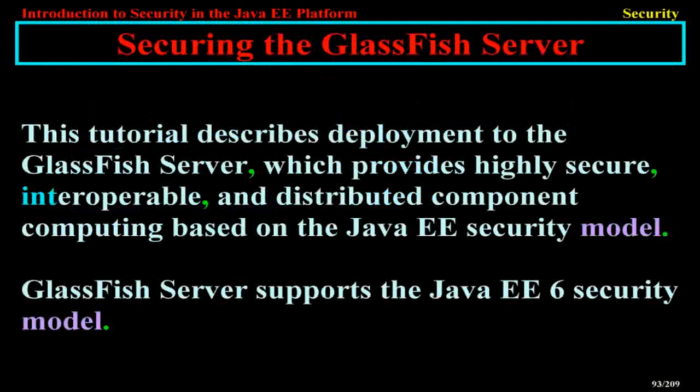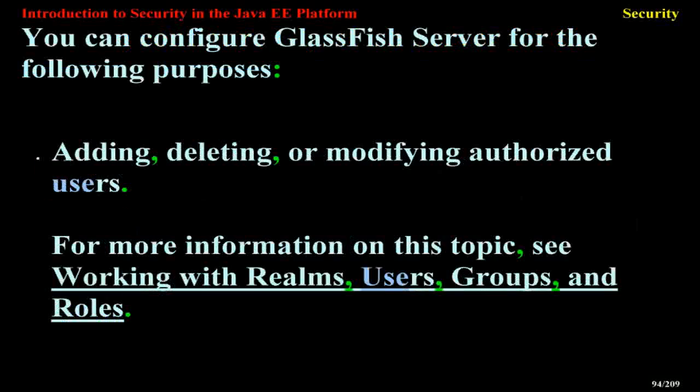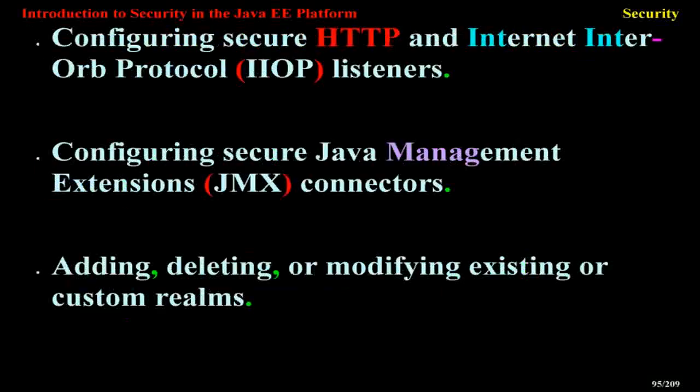Securing the GlassFish server. This tutorial describes deployment to the GlassFish server, which provides highly secure, interoperable, and distributed component computing based on the Java EE security model. GlassFish server supports the Java EE 6 security model. You can configure GlassFish server for the following purposes: adding, deleting, or modifying authorized users. For more information on this topic, see Working with Realms, Users, Groups, and Roles. Configuring secure HTTP and Internet Inter-ORB Protocol (IIOP) listeners. Configuring secure Java Management Extensions (JMX) connectors.